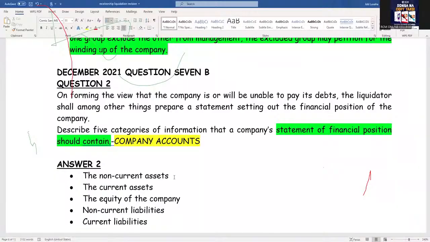Equity is basically the capital of the company, that is there to safeguard or protect the interest of what? The creditors, whenever the company is being liquidated. Non-current liabilities are what the company is liable to settle in the long term, for example long-term loans. Then current liabilities are those amounts the company is liable to settle within a year, not exceeding more than a year. So that's how you could have answered that one. It was actually very simple.